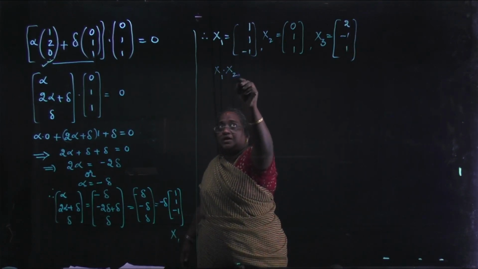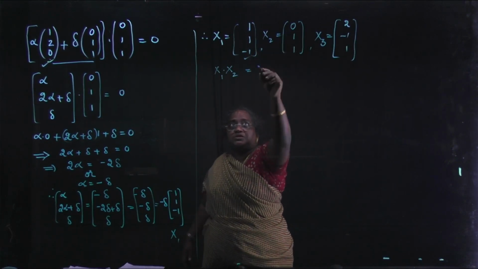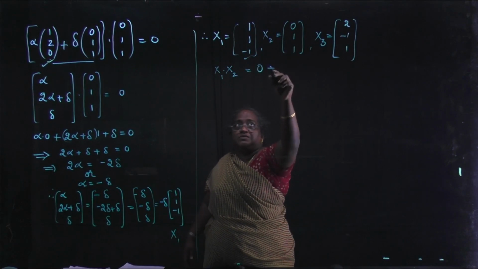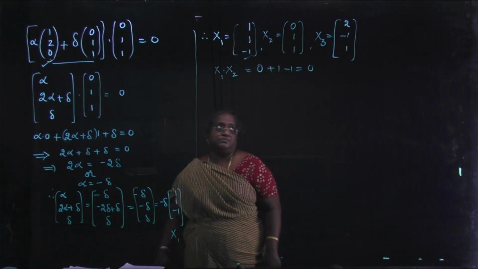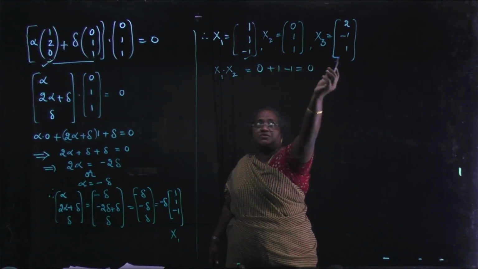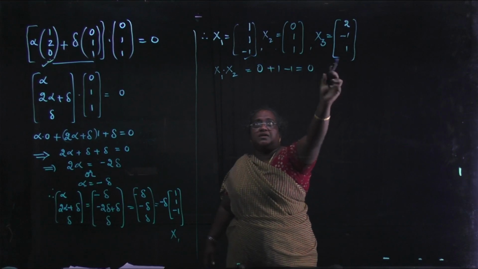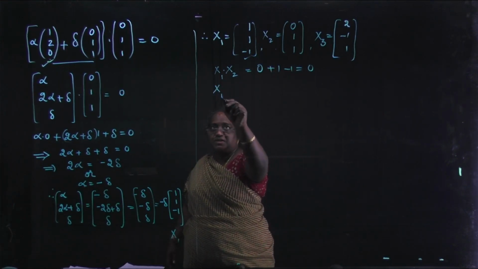So now see the dot product of x1 and x2. I replaced x1. So this is 1 into 0 is 0, 1 into 1 is 1, minus 1 into 1 is minus 1. So this is 0. Already we verified x2 and x3 are mutually orthogonal. x1 and x3 are also mutually orthogonal. You can verify because x1 is the new vector.